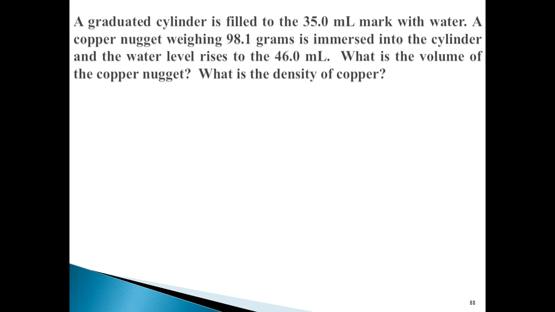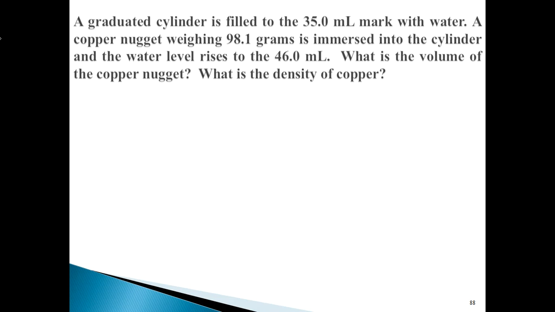Now let's look at this one. This one is a bit more complex, and this is oftentimes a method used to measure the volume of an irregular object. All right, and we can use that volume, of course, to continue to calculate the density. So let's look at this question.